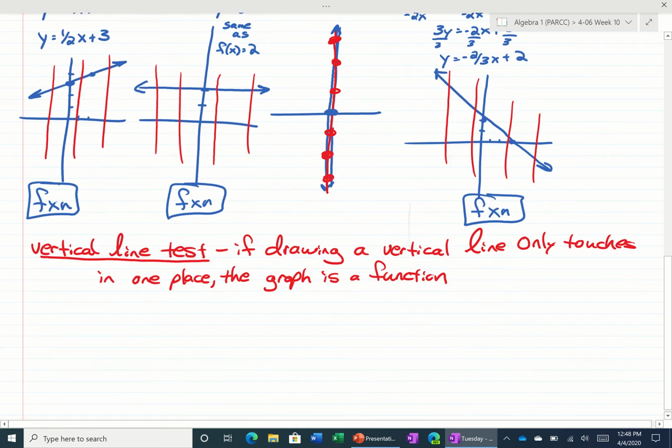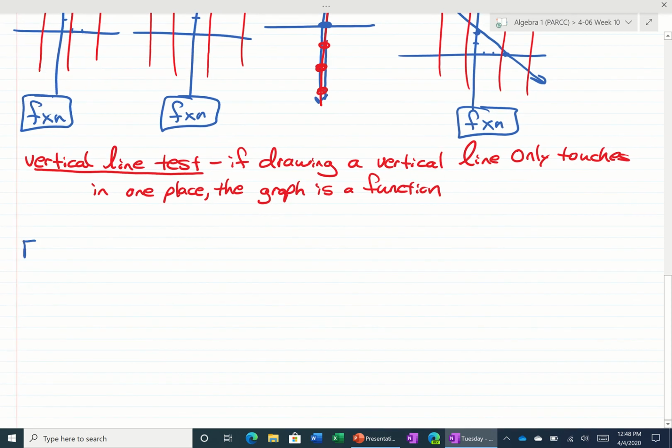All right, we have one more thing to talk about. One more definition is called function notation.